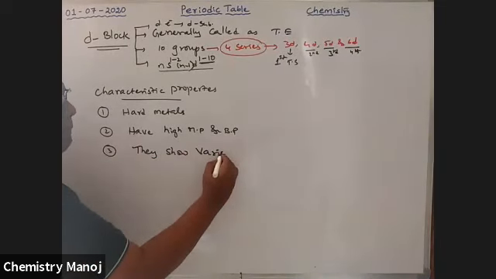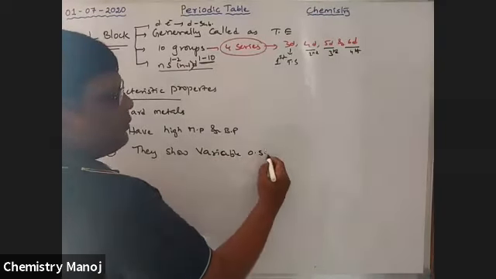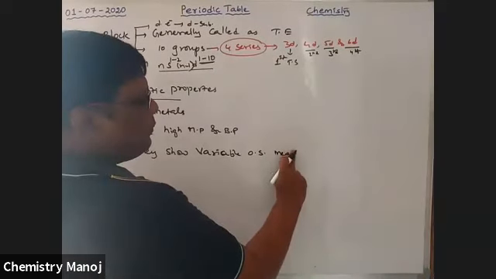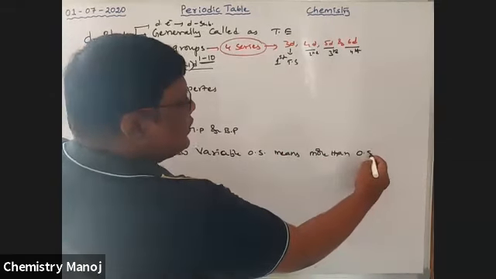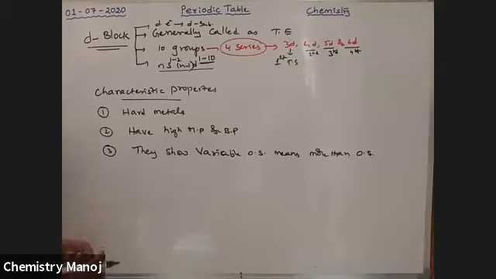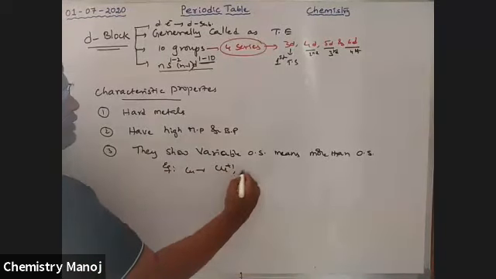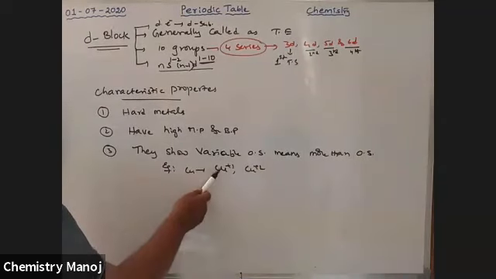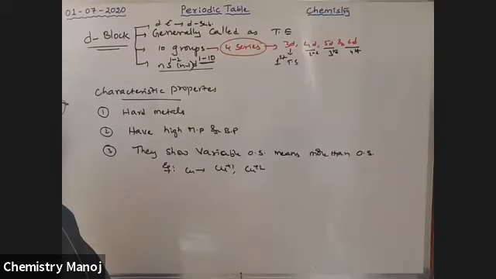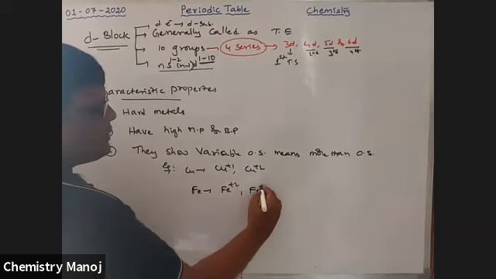Third point, they show variable oxidation state. Means more than one oxidation state. That means a single element exists in more than one oxidation state. For example, copper shows Cu+1 state and Cu+2 state. That means copper has two oxidation states, plus 1 and plus 2, that is, cuprous and cupric. Similarly, iron shows Fe+2 state and also Fe+3 state.